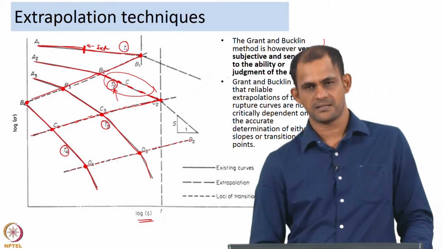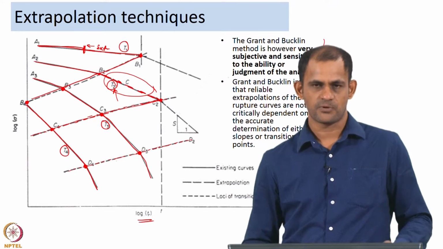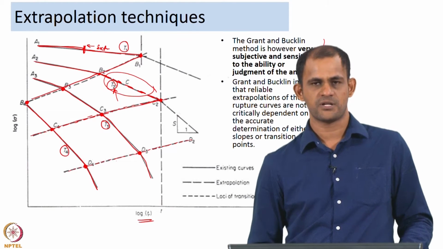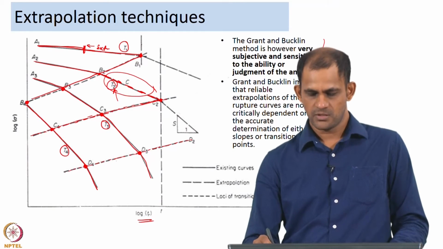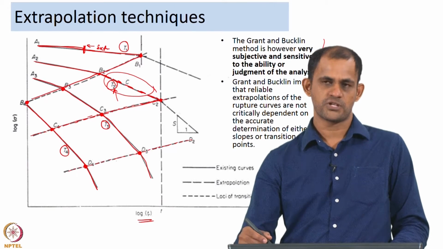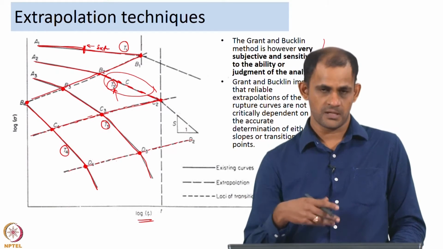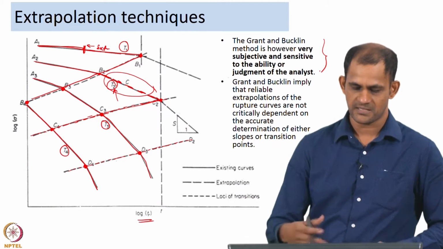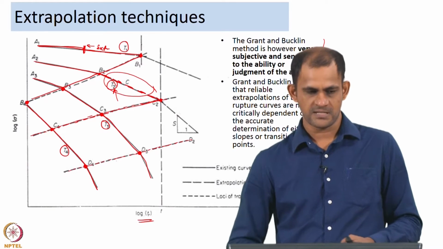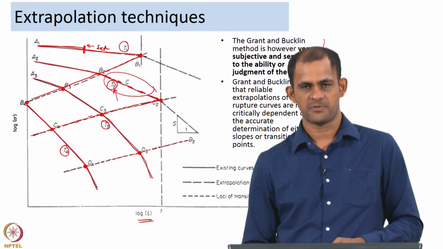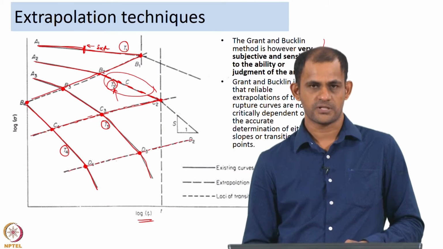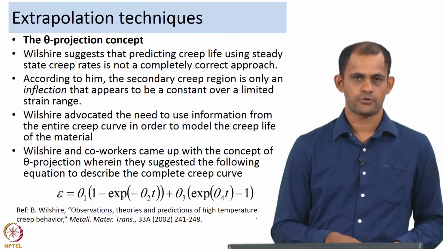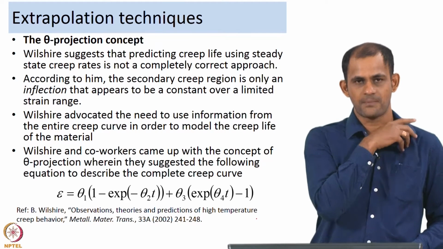However, Grant and Bucklin claim that reliable extrapolation of the rupture curves is not that critically dependent on the accurate determination of the slope or transition points. So, one may raise the question of subjectivity of the extrapolation, but Grant and Bucklin say it is not that difficult, and even if there are some variations or differences, that will not influence the overall life performance. So, that was the extrapolation technique by Grant and Bucklin. The last technique that I am going to talk about for extrapolation is the recent one developed by Wilshire and co-workers.